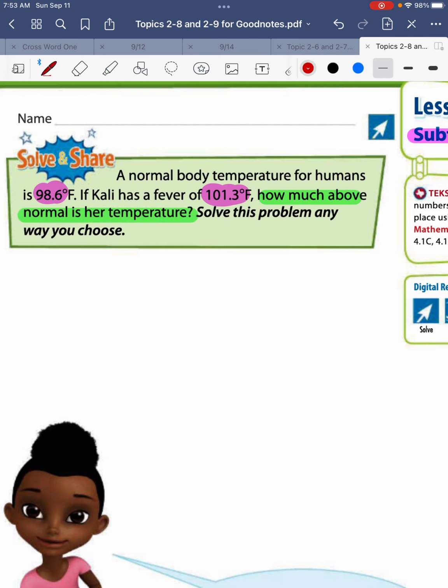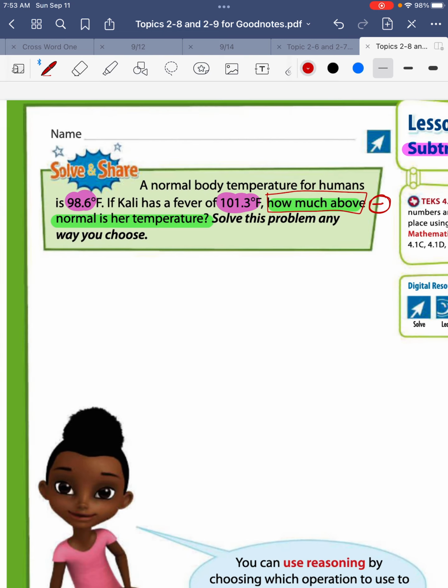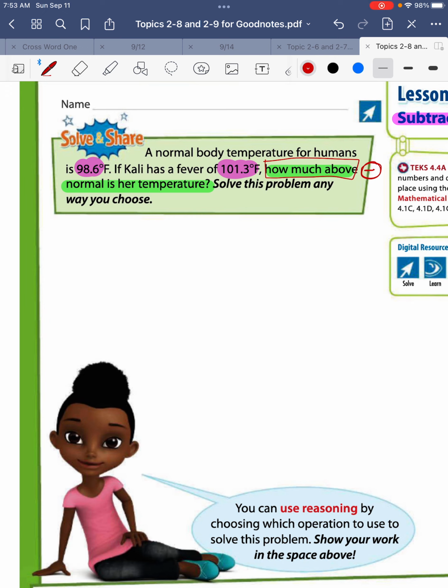Okay, that keyword, how much above, it's like how much more, how much taller. That's going to tell you you're going to subtract. Okay, so we're going to be subtracting these two decimals. So subtracting decimals is just like subtracting numbers. We still need to make a PVC chart to make sure that our numbers are aligned.